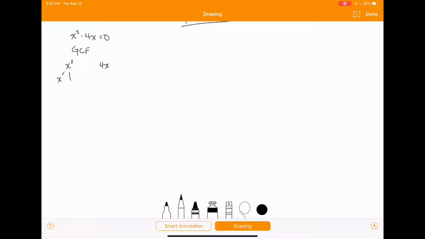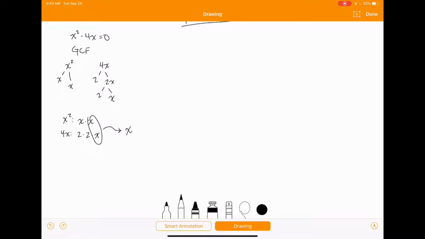So here we're going to have x times x, and then here's 2 times 2 times x. And then we're just going to compare these. So for x squared, that's going to be x times x. And for 4x, that is equal to 2 times 2 times x. And then you circle anything they have in common and multiply all the common things together. So in this case, x is going to be our common factor. So we can actually pull an x out of here.